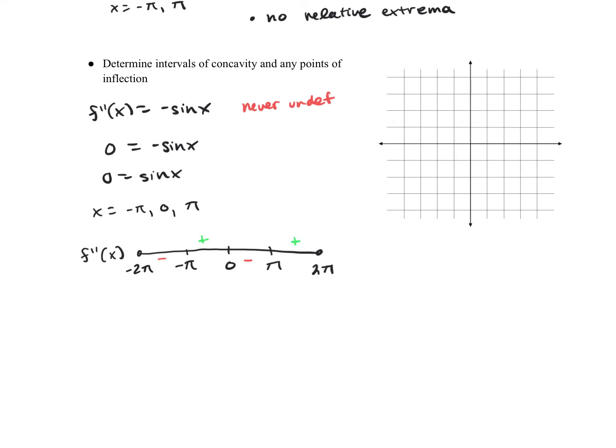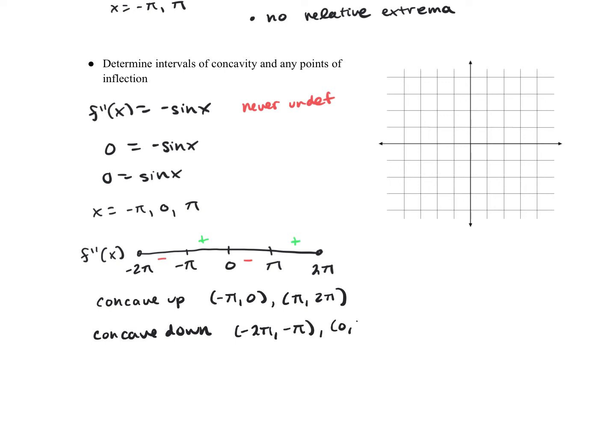So we can describe those. Remember, it is concave up when your second derivative is positive. So from negative pi to 0 and from pi to 2 pi. And it is concave down when our second derivative is negative. So negative 2 pi to negative pi and 0 to pi. And then we know that our points of inflection will occur when your second derivative is 0 or undefined, so we can plug in these values to our original function.